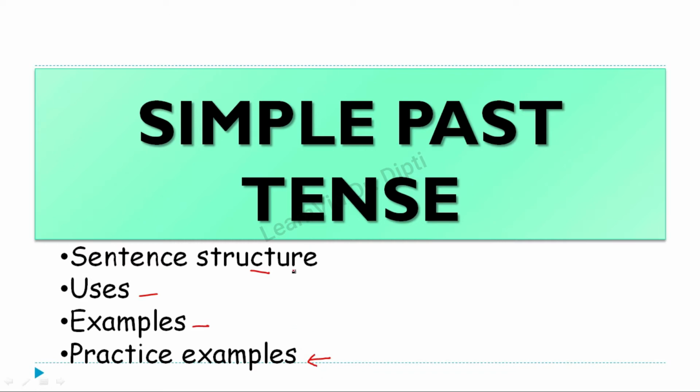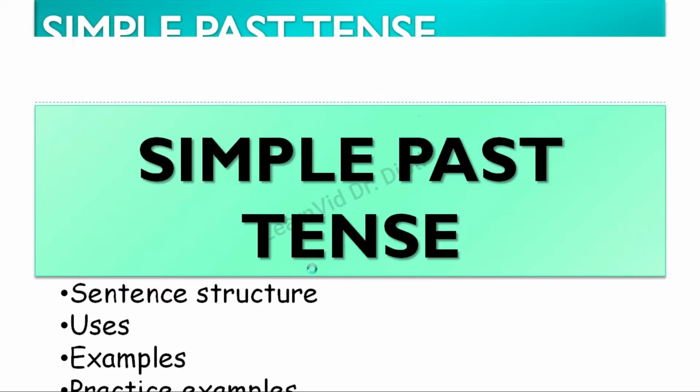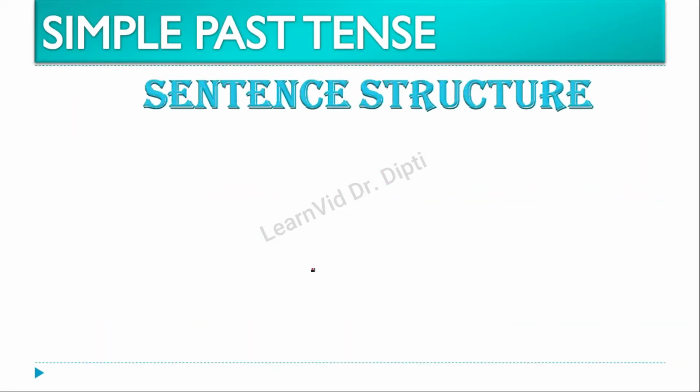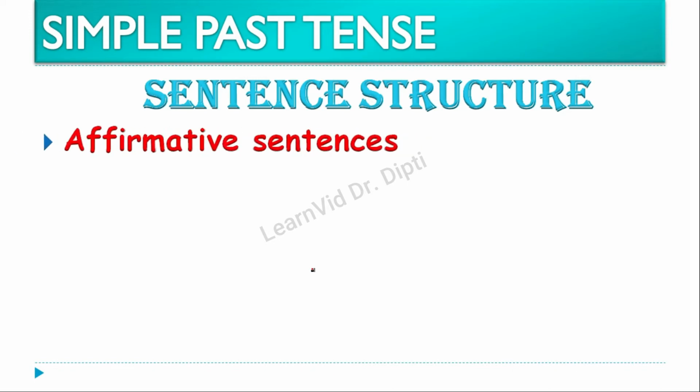First let us see the sentence structure. Friends, there are three types of sentences which are formed in simple past tense. The first one is the affirmative sentence, the second is the negative sentence, and the third one is the question sentences. Let us study the first one, that is the affirmative sentences.